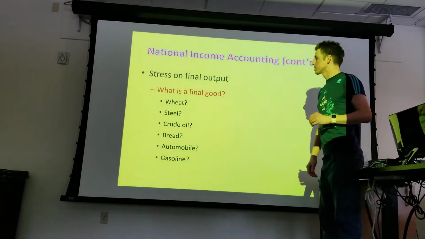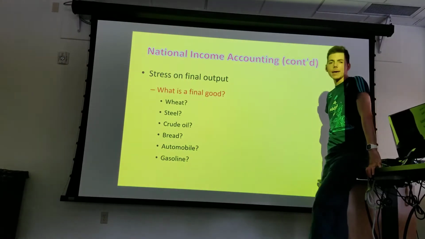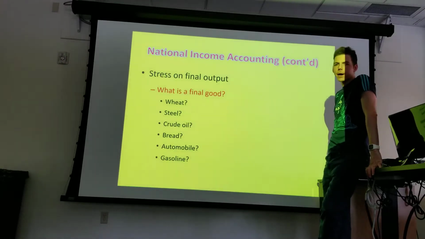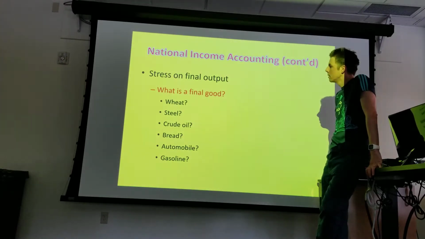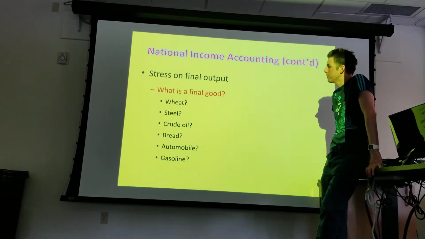And here's some more examples. So you've got the wheat. Now, if you take it home and you just bake it, you buy it at Fred Meyer or whatever, and you bake it, then that is a final good and service. You consume it, right? You're consuming it. If you bake it and you sell it to your neighbor and you don't tell anybody about it, it's not taxed.